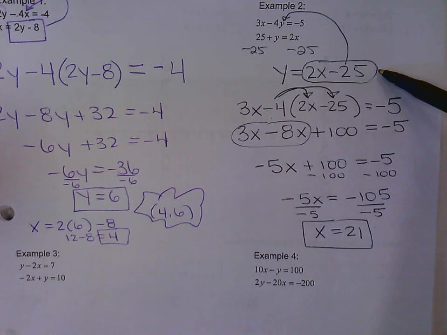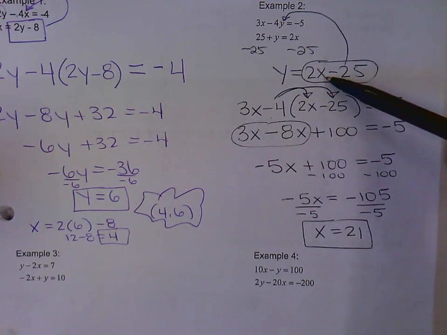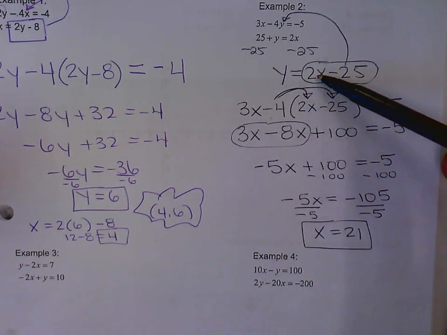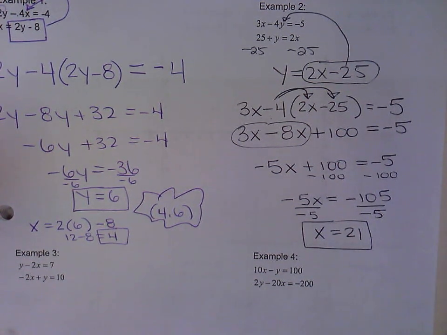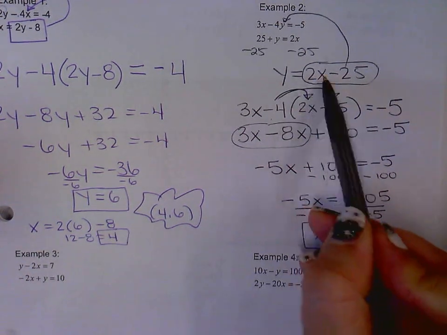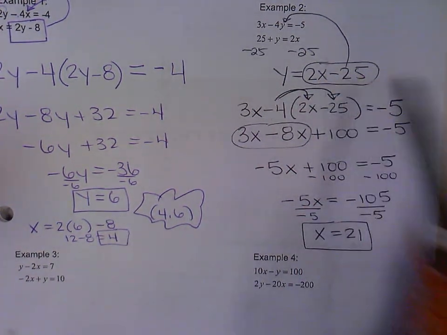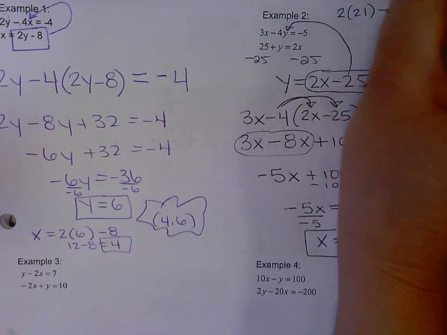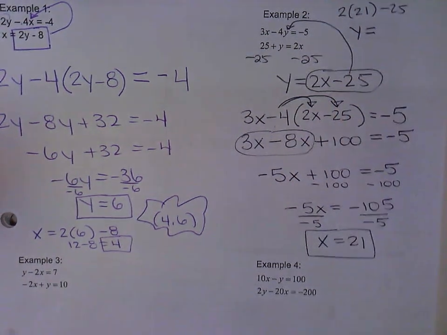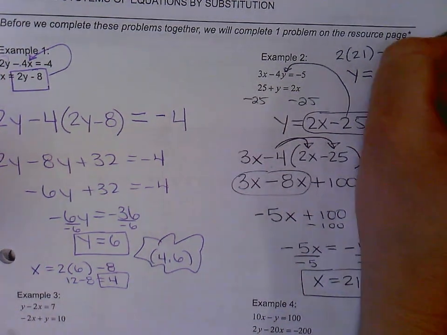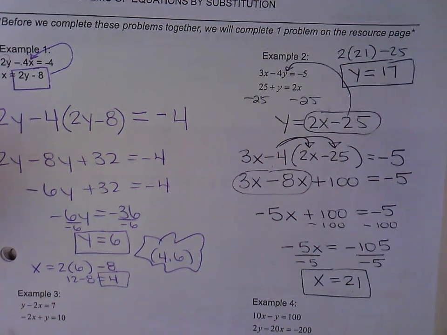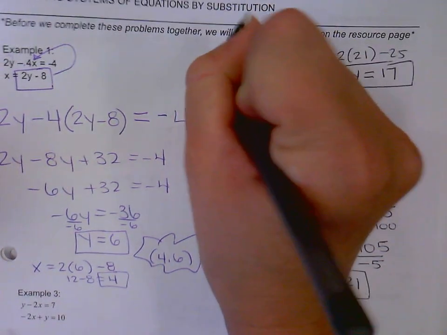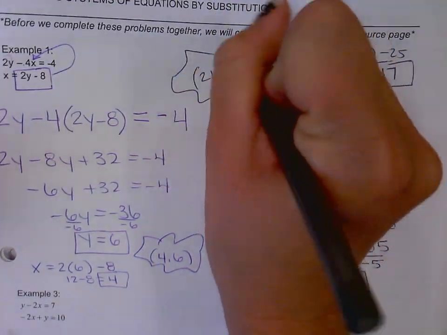x value, right? So all I have to do is plug in 21 up here. 2 times 21 minus 25 will give me my y value. So you're going to do on your calculator 2 times 21 minus 25. So y equals 17. And then once you have an x and you have a y, the best way to write your answer is as a coordinate. I don't really have a lot of room. 21 comma 17 is my final answer.